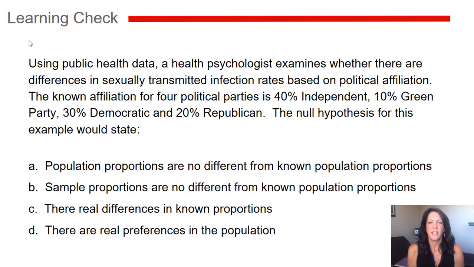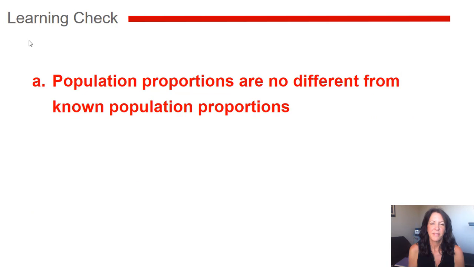Using public health data, a health psychologist examines whether there are differences in sexually transmitted infection rates based on political affiliation. The known affiliation for 4 political parties is 40% Independent, 10% Green Party, 30% Democratic, and 20% Republican. What would the null hypothesis for this no difference goodness of fit test say? It would say population proportions are no different from the known population proportions.